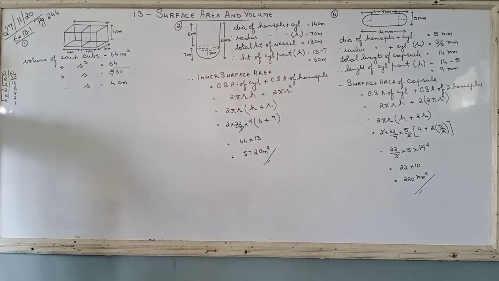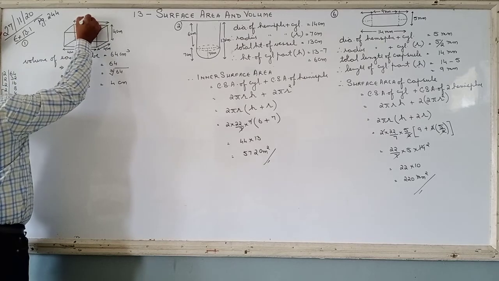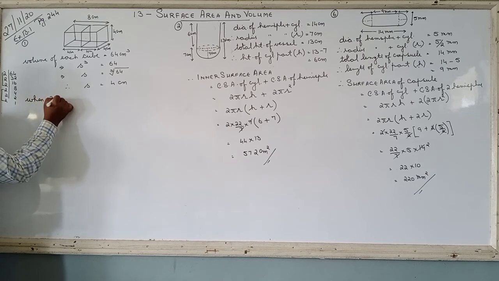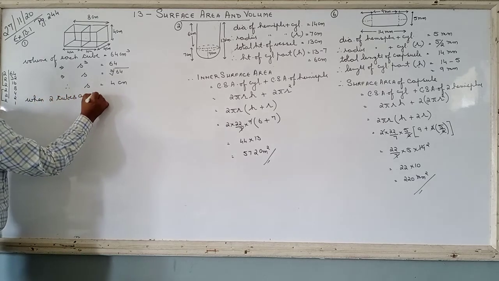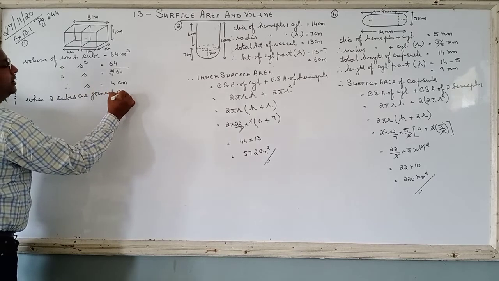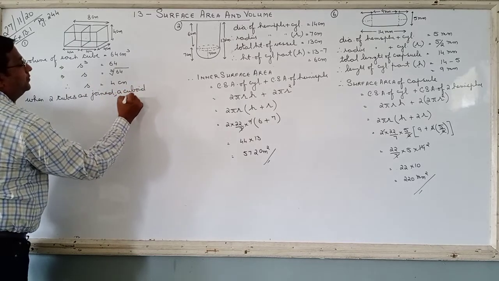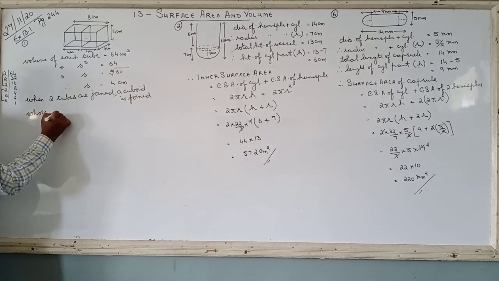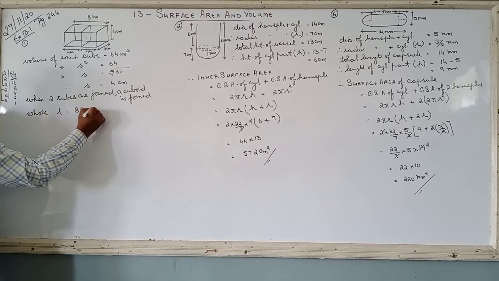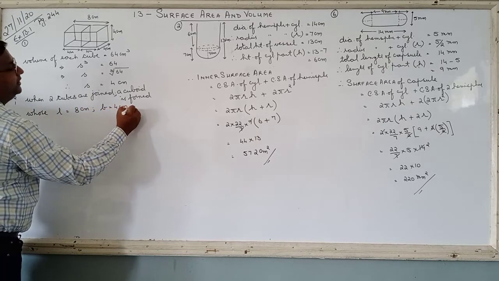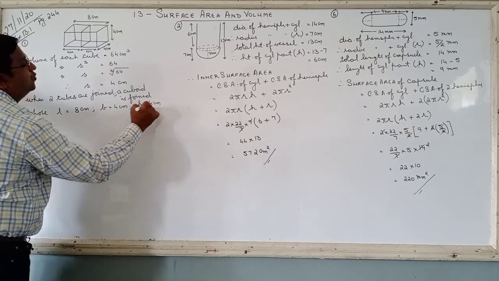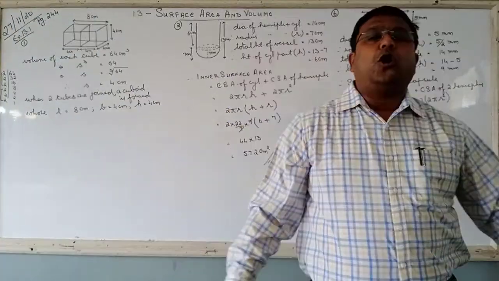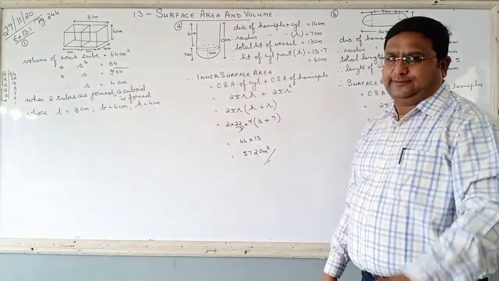So what has changed when we join both of them? Only the length changes, and that will be how much? 8 centimeter. When two cubes are joined, a cuboid is formed whose length is equal to 8 centimeter, breadth is equal to 4 centimeter, and height is also the same, 4 centimeter. You can check the figure. Breadth does not change, height does not change. What changes is only the length.